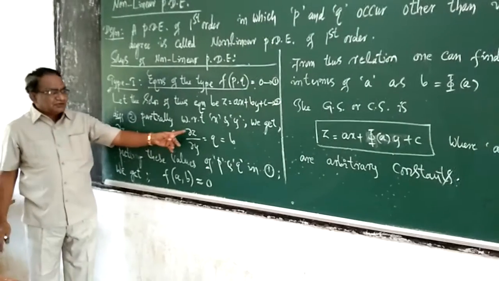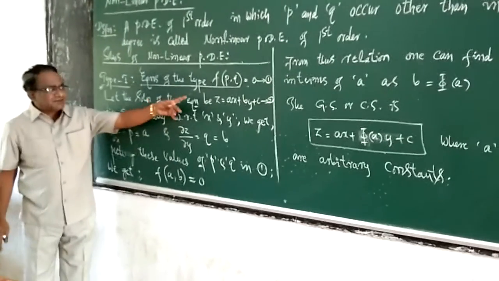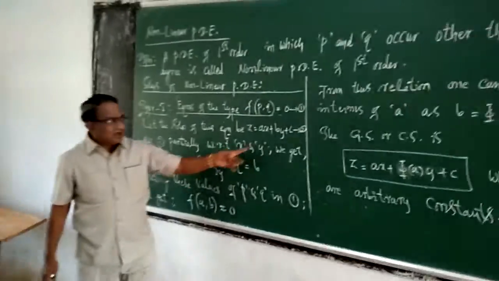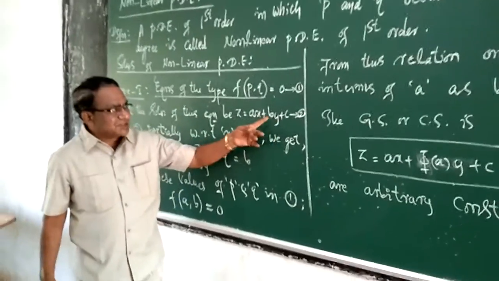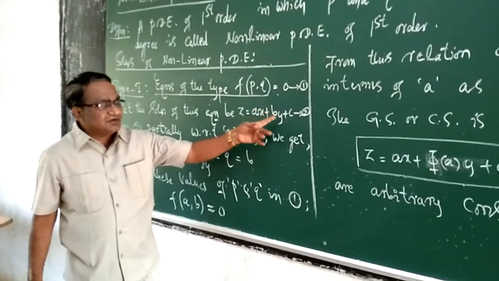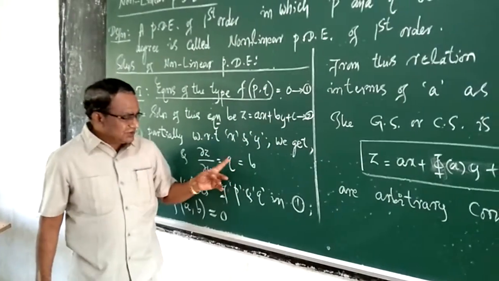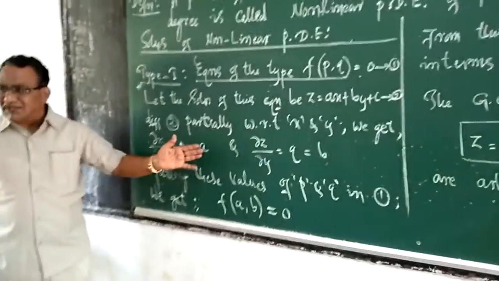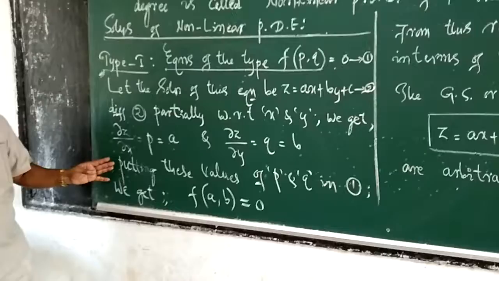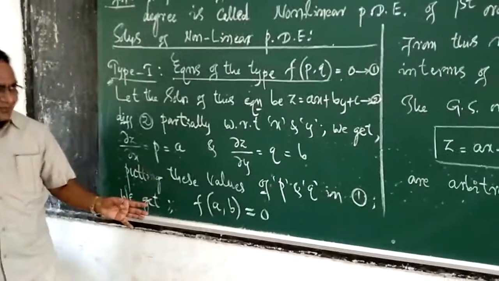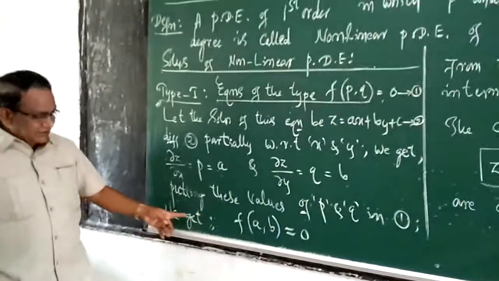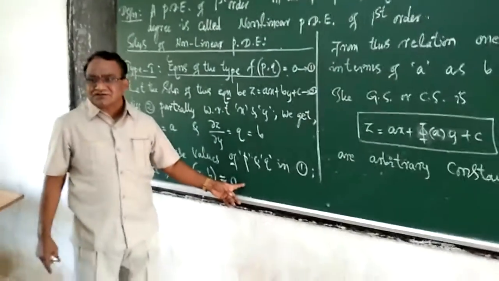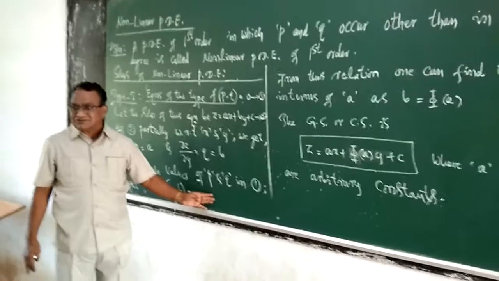And next, the partial derivative of z with respect to y, dou z by dou y, which is of course denoted by q. The right hand side differentiated partially with respect to y gives 0, b, and 0. So we get q is equal to b. Thus we have obtained p is equal to a and q is equal to b. Putting these values of p and q in equation number 1, we get f of a comma b is equal to 0. This is the required solution.